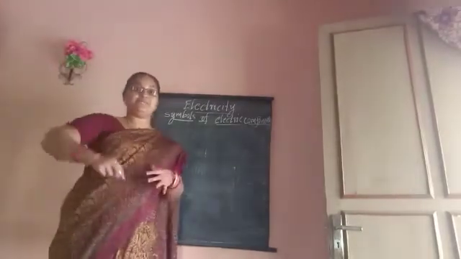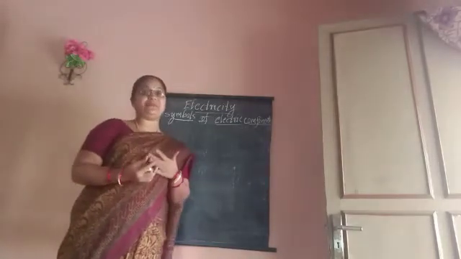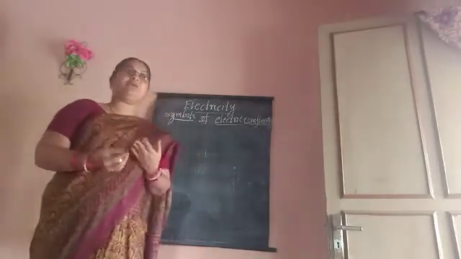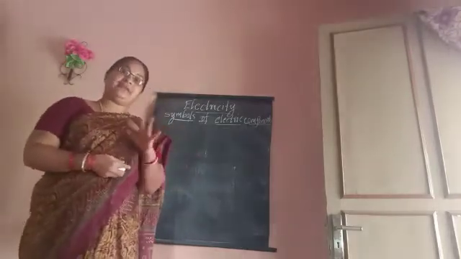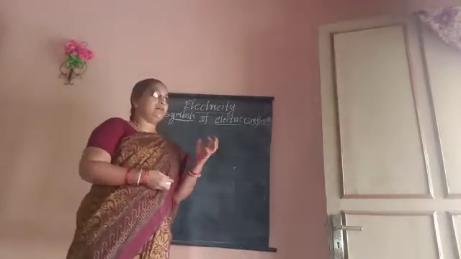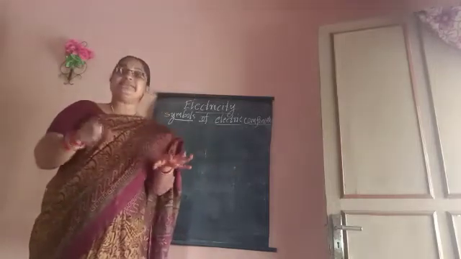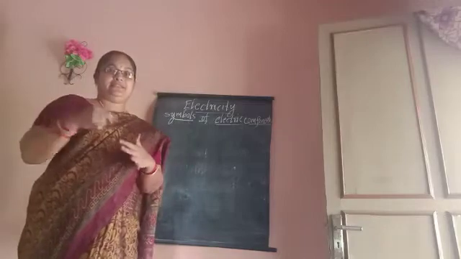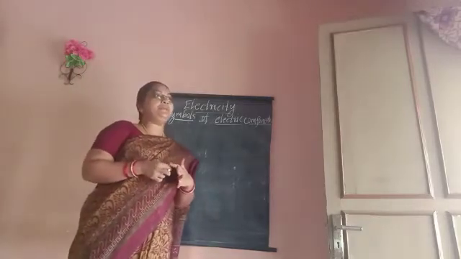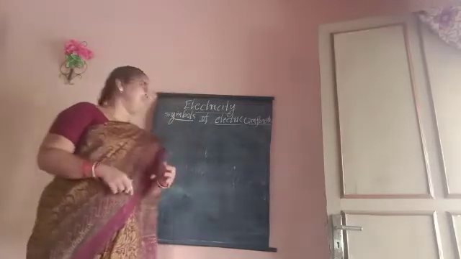Good morning, children. In the last class, we learnt about cells, how to make our own liquid cell and how it will be the dry cell. Finally, we came to know that in the cells, chemical energy is converted into electrical energy.